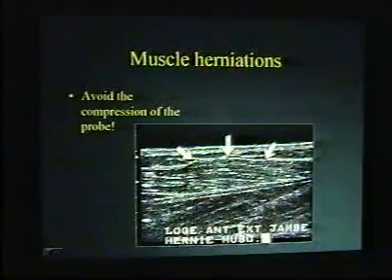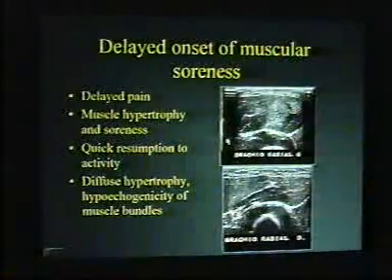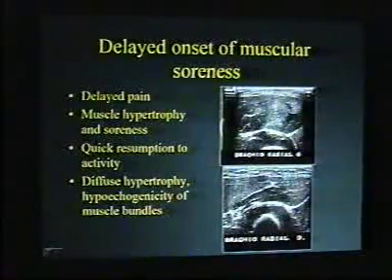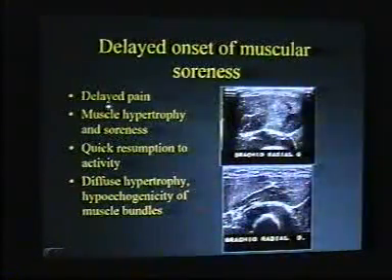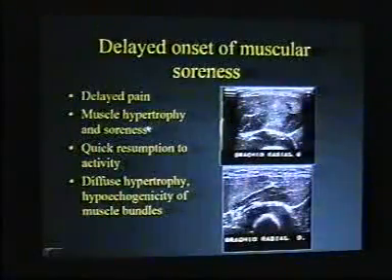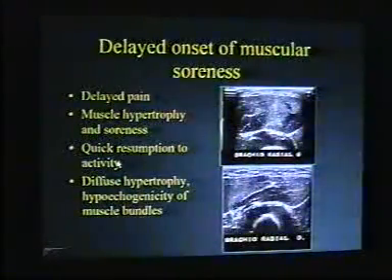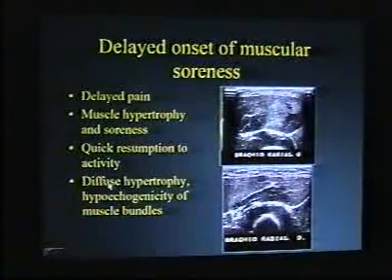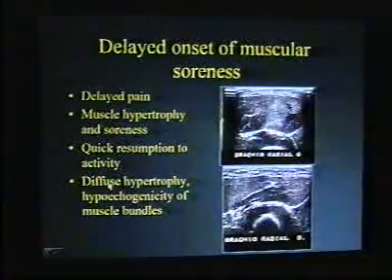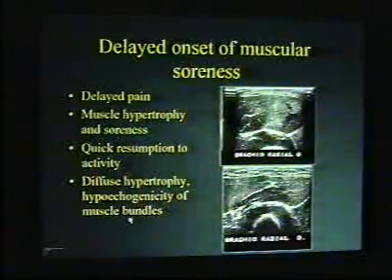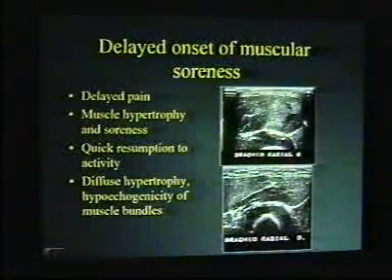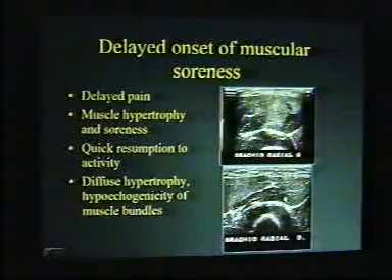Then is muscle herniation. Avoid the compression of the probe. If there is suspicion that the muscle is herniating, it will be herniating towards the skin, towards your probe. Delayed onset of muscular soreness is another important thing. Delayed pain, muscle hypertrophy and soreness, quick resumption of activity, and diffuse hypertrophy, hypoechogenicity of the muscle bundles is seen in soreness. There is soreness in the muscle.